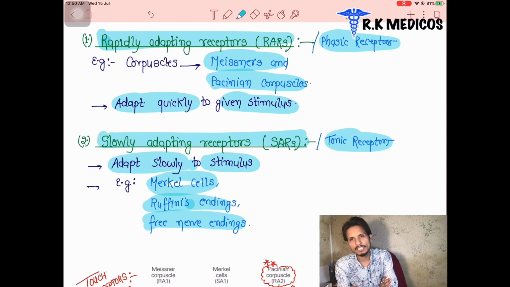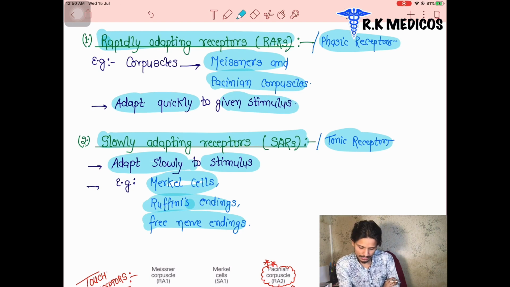What does phasic receptor mean? What does tonic receptor mean? Tonic means the receptors fire and their channels stay open for a long time, and the transmission of impulses will be very slow. The fast adapting receptors work very fast, so their impulses are transmitted very fast. So this is called phasic transmission.